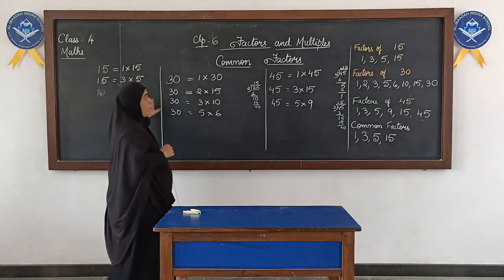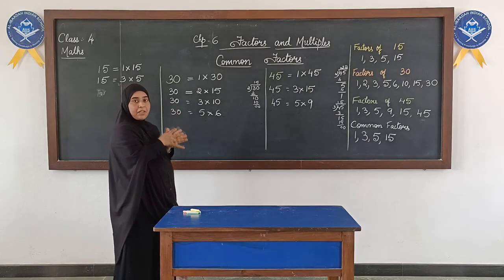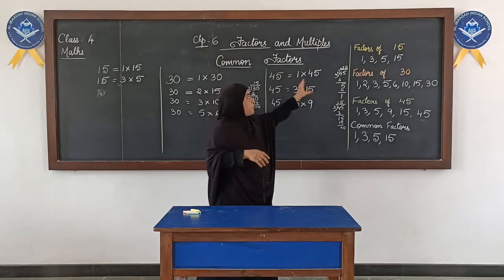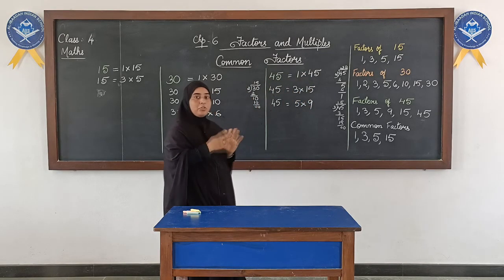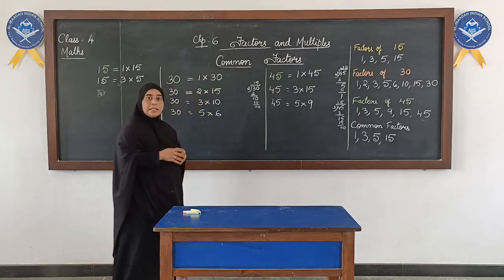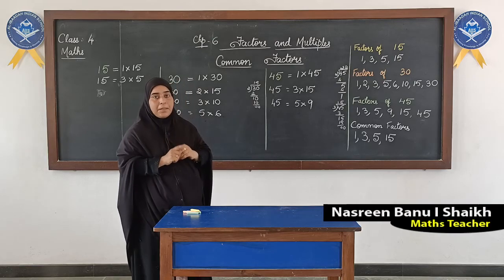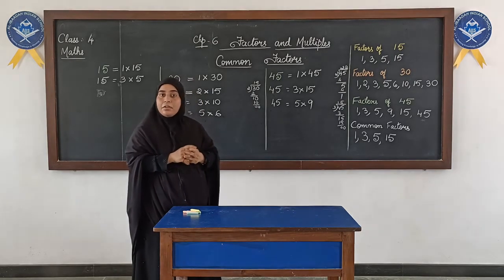Sometimes you might only have two numbers and you have to find the common factors. The method is same. Even if you have two numbers, you will find the factors, list the factors of that number and find the common among them. Okay. If you have 2 or 3, the method is same. Keep practicing, children, and again you need to know the multiplication tables to find all the factors.